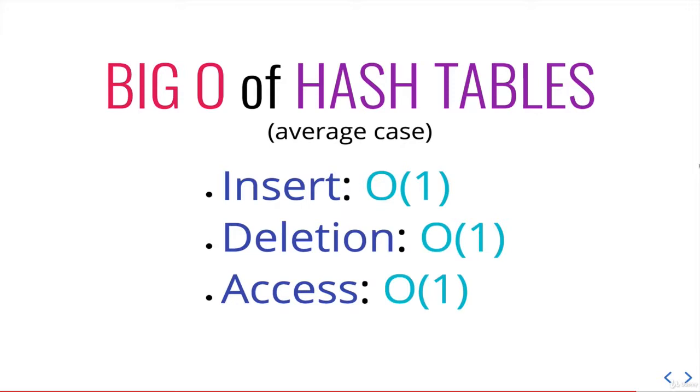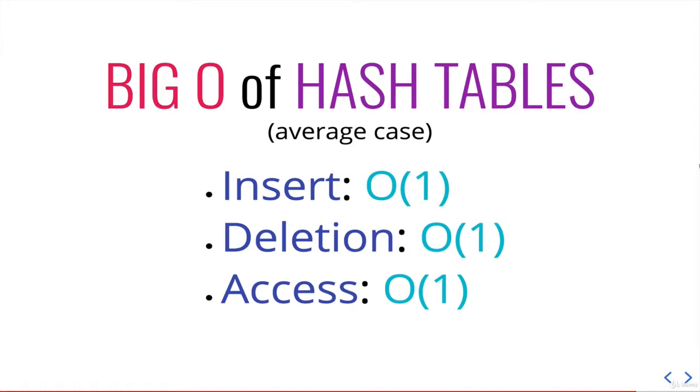So insertion, deletion, and accessing data on average, and also best case, are O of 1, constant time, which is fantastic. That's great. And this really comes down to how good your hash function is. One, how fast the hash function itself is, and two, how evenly it distributes things. Minimize the number of collisions.